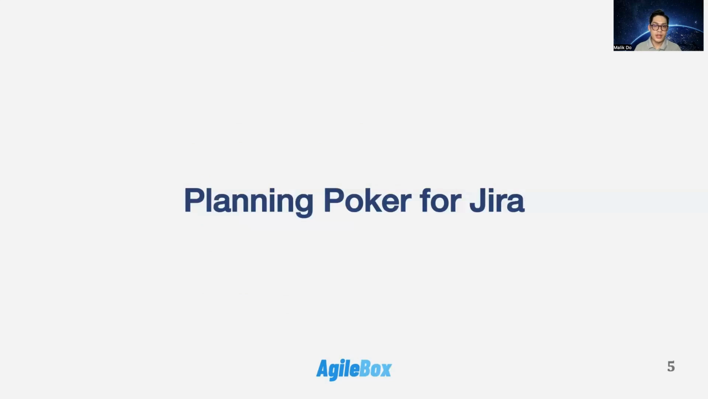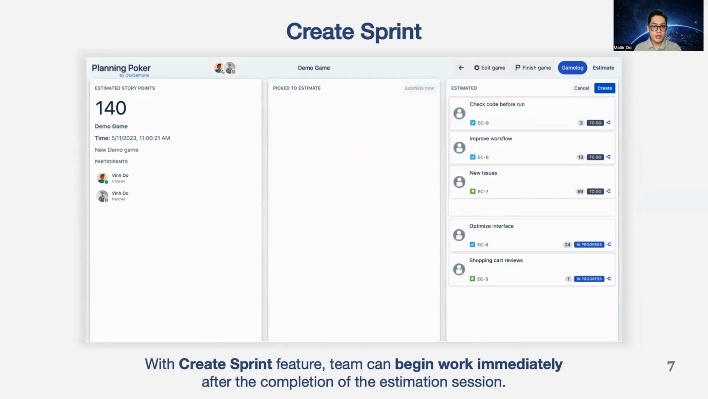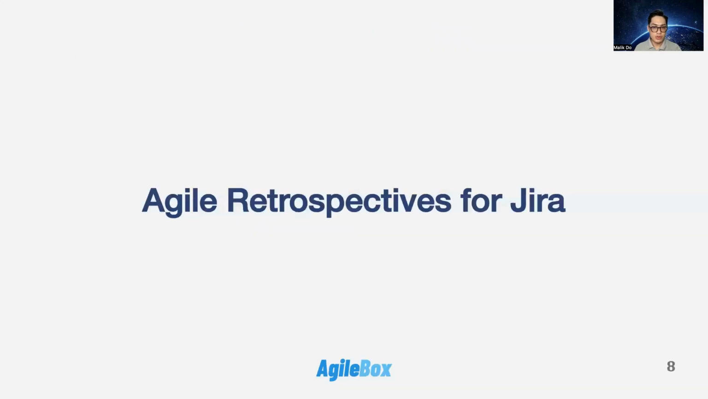Now let's start with the planning poker for Jira. Here we will provide you three different kinds of card decks, including the Fibonacci, the T-shirt size, and the custom deck. You can also create a sprint after finishing the planning game with AgileBox.